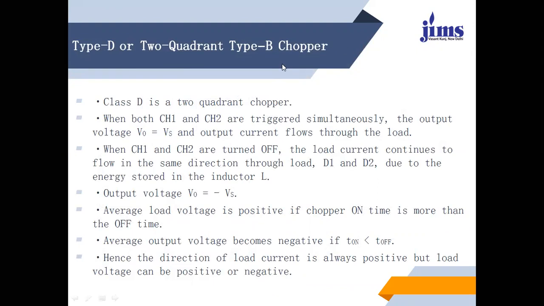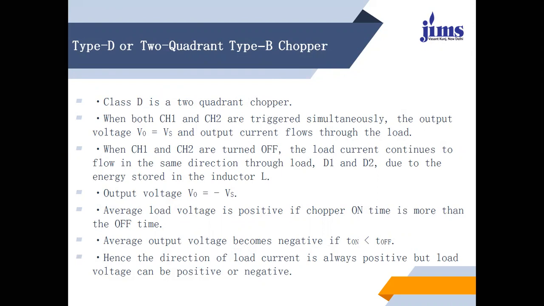Type D is a two-quadrant chopper. When both CH1 and CH2 are triggered simultaneously, the output voltage V output equals Vs and output current flows through the load. When CH1 and CH2 are turned off, the load current continues to flow in the same direction through D1 and D2 due to the energy stored in the inductor. Output voltage V output equals minus Vs.